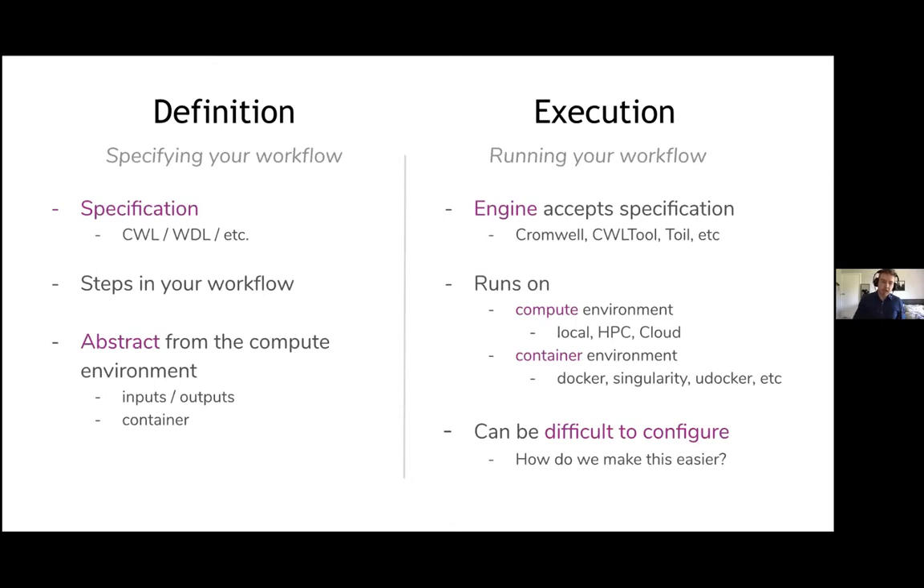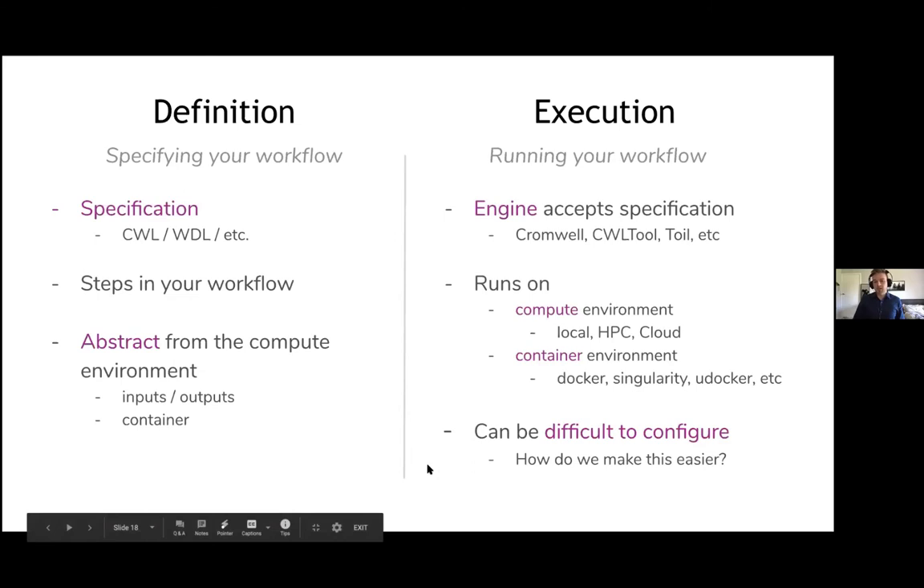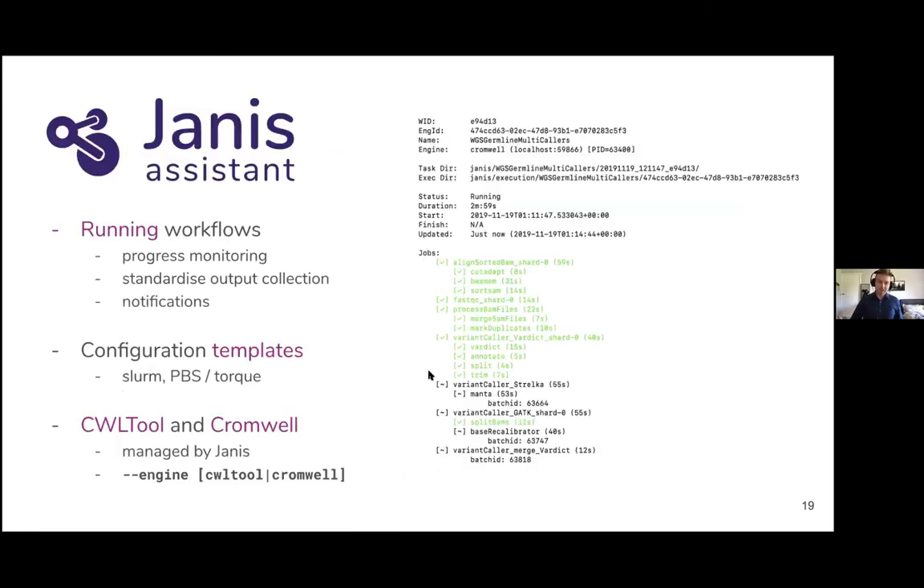So the one container that you specify in Janis can be used across Docker, Singularity, and UDocker, and so on. Now, our execution engines can be difficult to configure. So how can we make this easier? Well, we now have a Janis assistant.